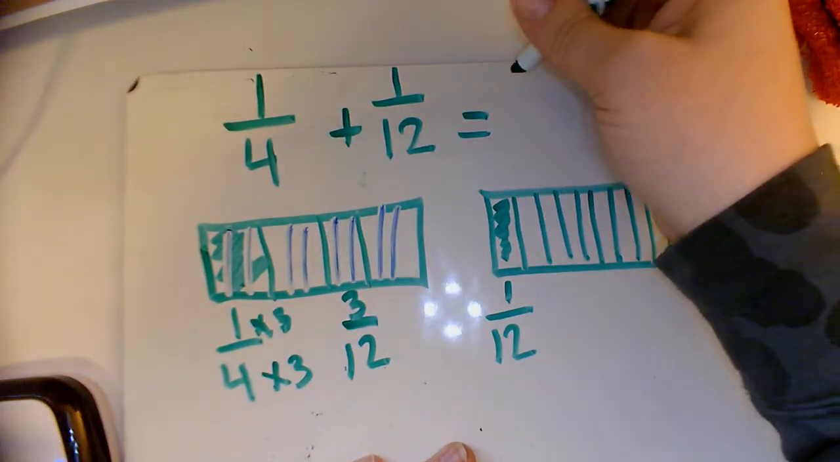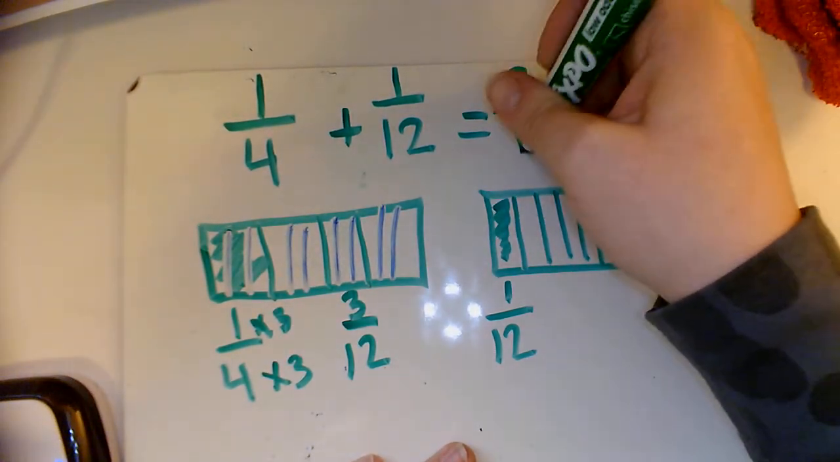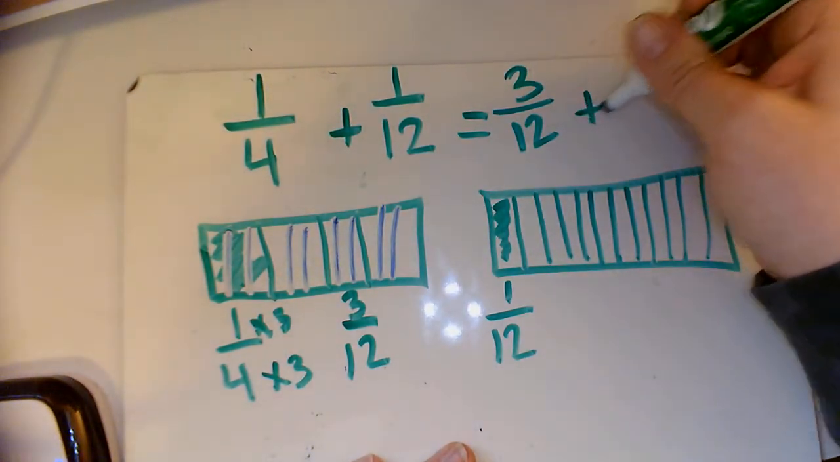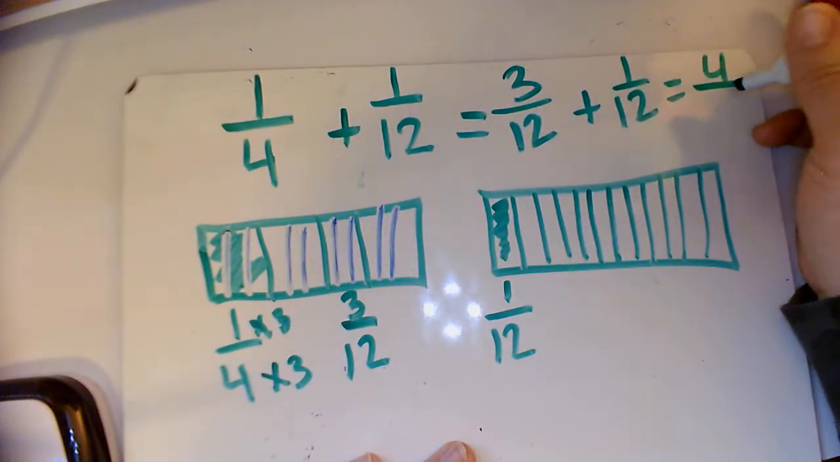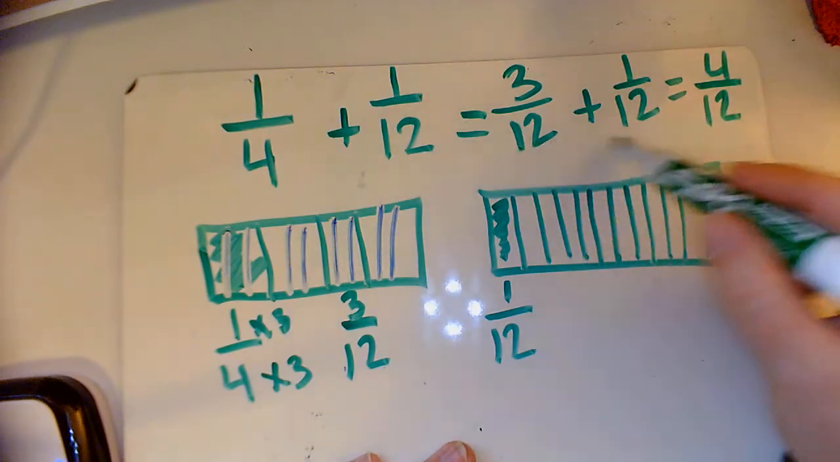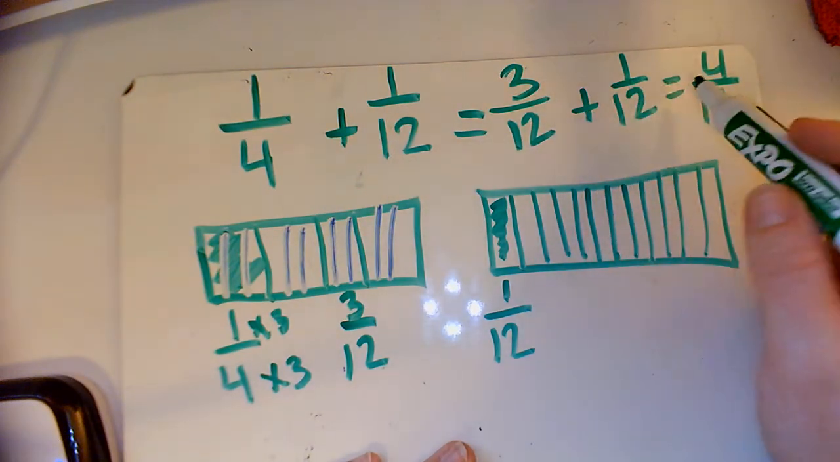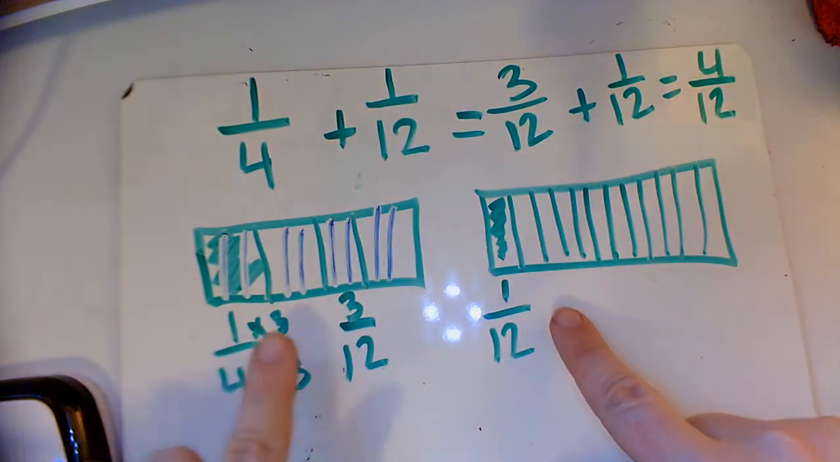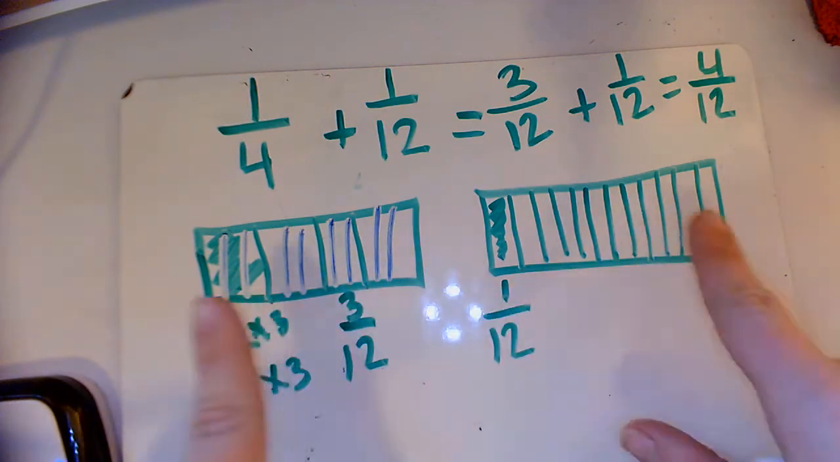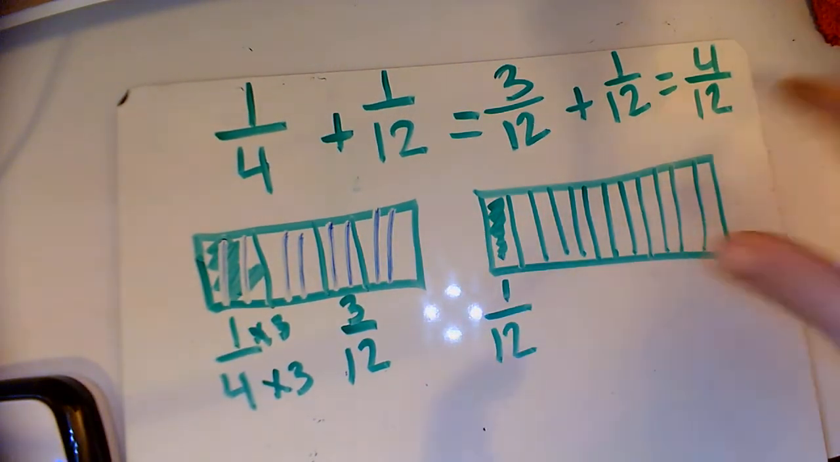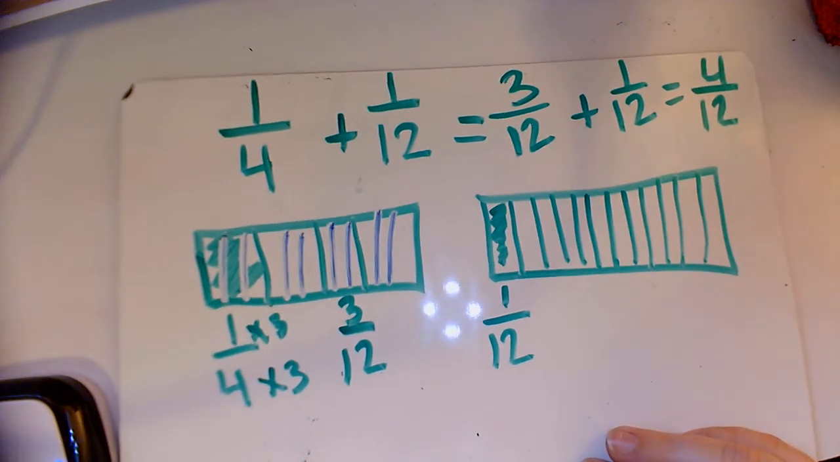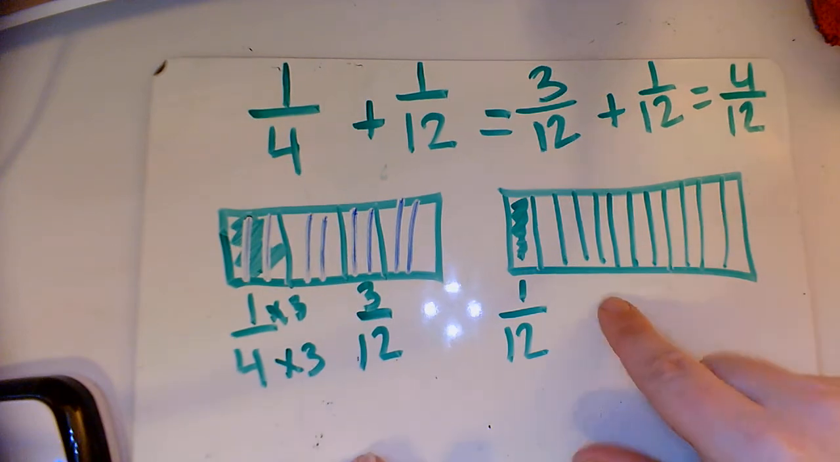So I'm going to rewrite that addition problem up here. So it's going to become 3/12 plus 1/12 is equal to 4/12. Denominators staying the same, I'm adding those numerators. After you draw that tape diagram, if we were to add those together, we'll have 3, 4. 4/12. All right.